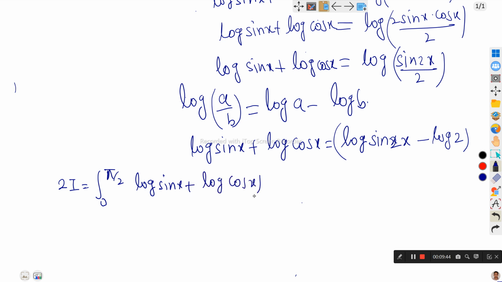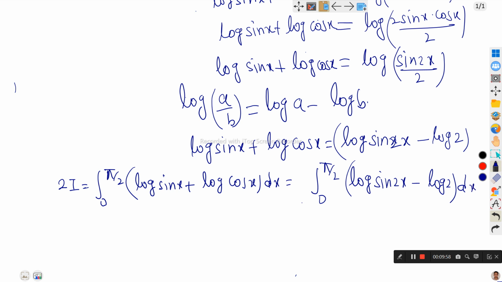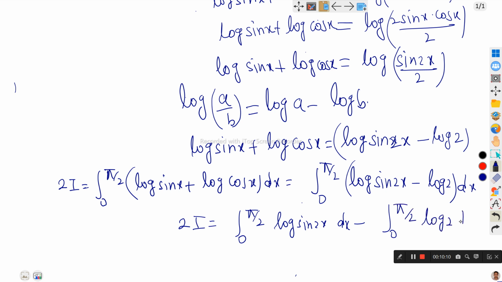Thus our integration 2i equals the integral from 0 to pi by 2 of log sin x plus log cos x dx, which equals the integral from 0 to pi by 2 of log sin 2x minus log 2 dx, and this is equal to 2i equals the integral from 0 to pi by 2 of log sin 2x dx minus the integral from 0 to pi by 2 of log 2 dx.